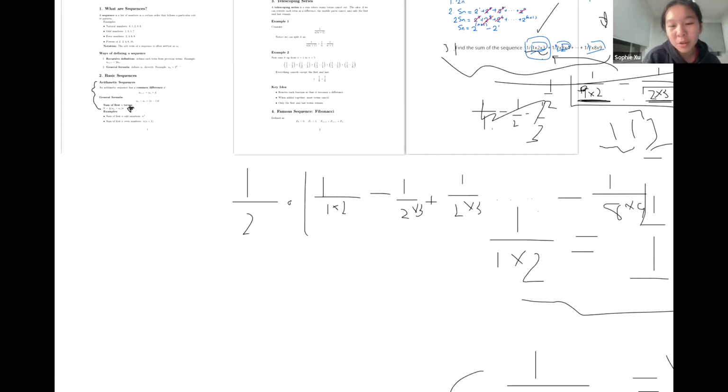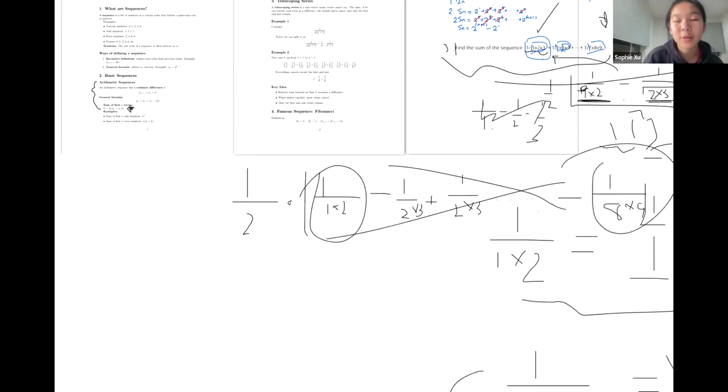And then all of these middle terms cancel, so you get 1 times 1 over 1 times 2 minus 1 over 8 times 9, divided by 2. Does that make sense? Yeah. Okay. So that's like another telescoping thing.